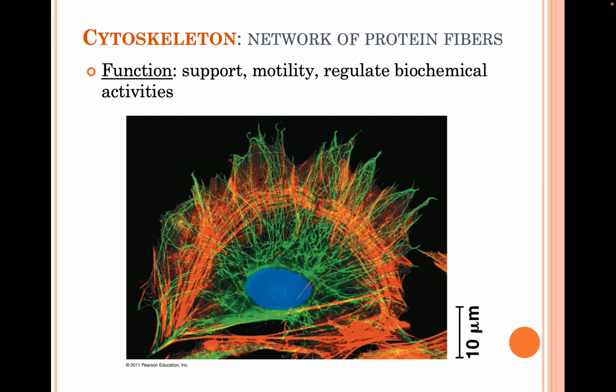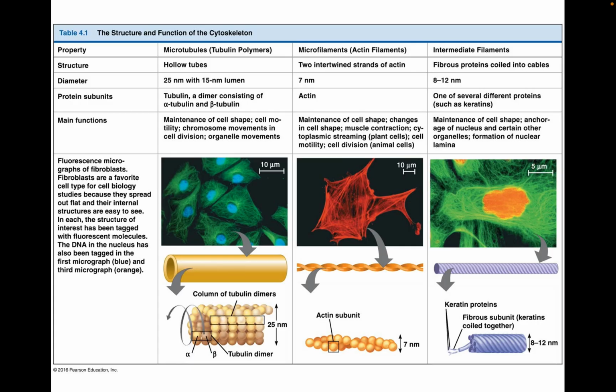All right, one more cellular structure I want to talk about is the cytoskeleton. It's a network of proteins and fibers that help give the cell its shape. The functions are support, motility, and regulating biochemical activities. Here's a table to give you some more background information. The cytoskeleton is made up of microtubules, microfilaments, and intermediate filaments.